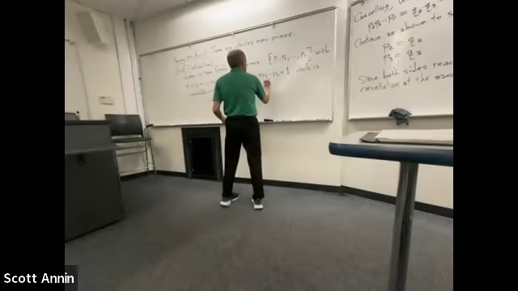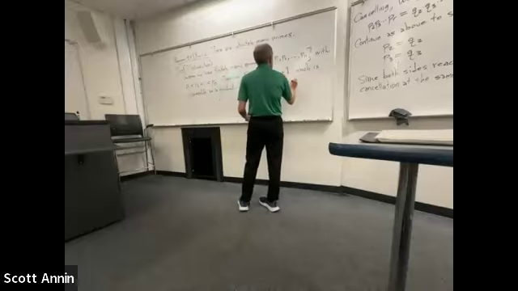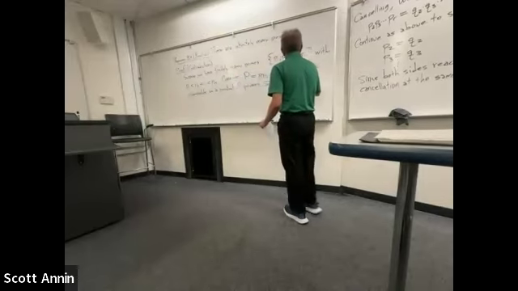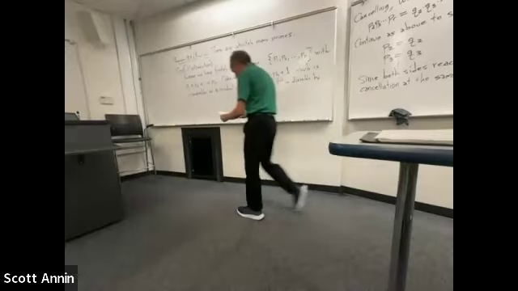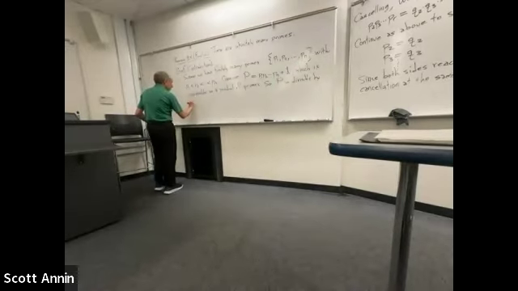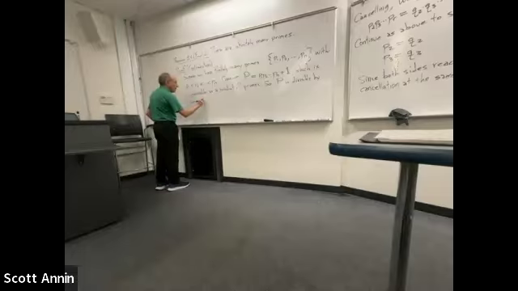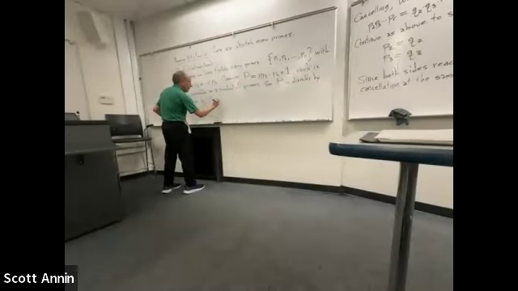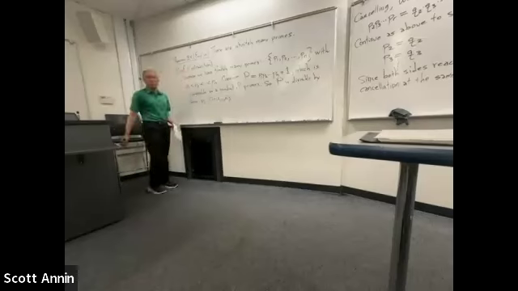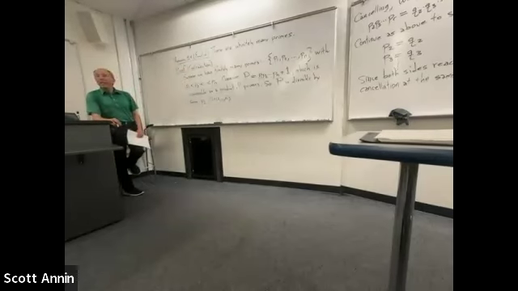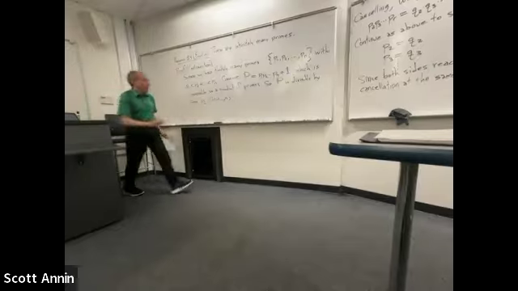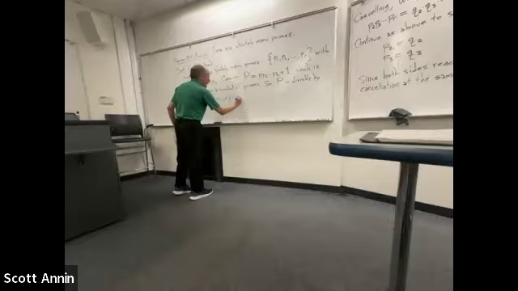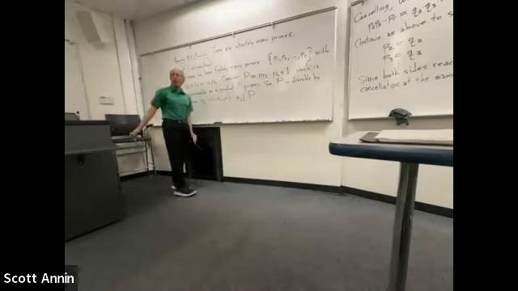Okay, so P is divisible by some p_i from my list, for some i going from 1 to n. It's got to be divisible by some p_i. In other words, p_i divides my number here, capital P.